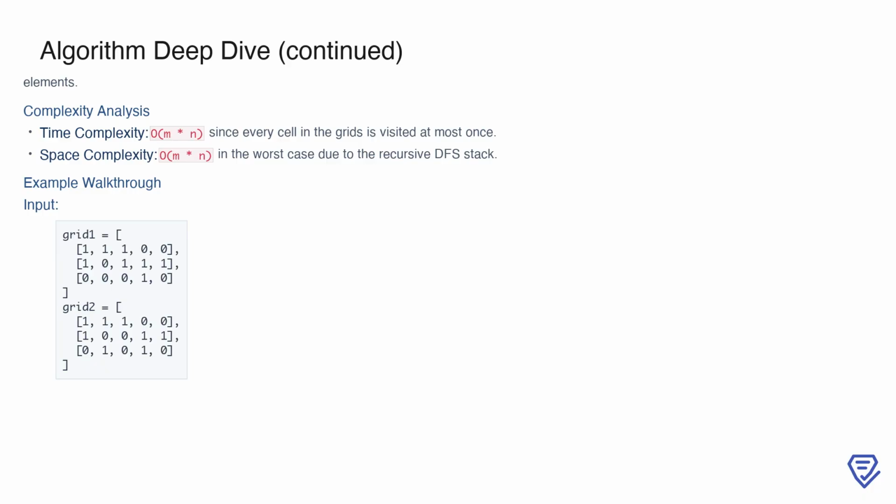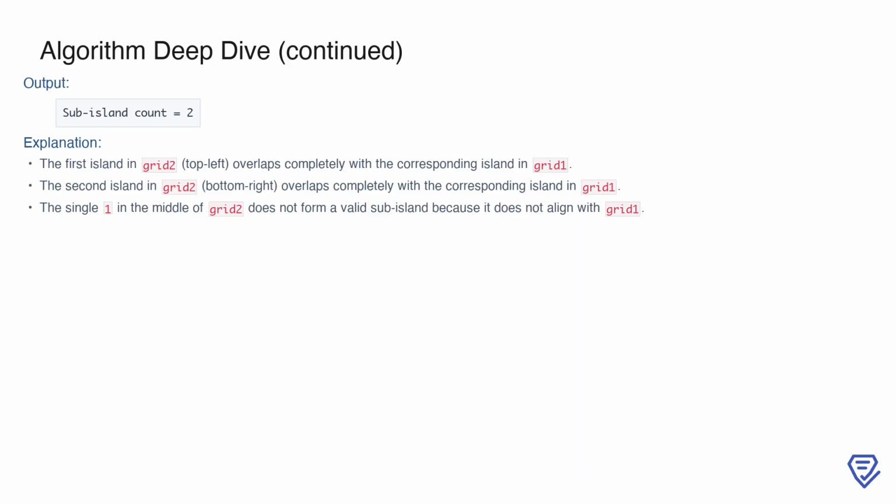To solidify our understanding, let's look at an example. Suppose we have grid 1 and grid 2 as follows. Grid 1 contains 3 distinct islands, while grid 2 contains 2 islands and a solitary one in the center. Our task is to figure out how many of these islands in grid 2 are sub-islands. Using the algorithm, we begin by iterating through grid 2, and for every one we encounter, we initiate a DFS to validate the island. The output for this example is a sub-island count of 2.